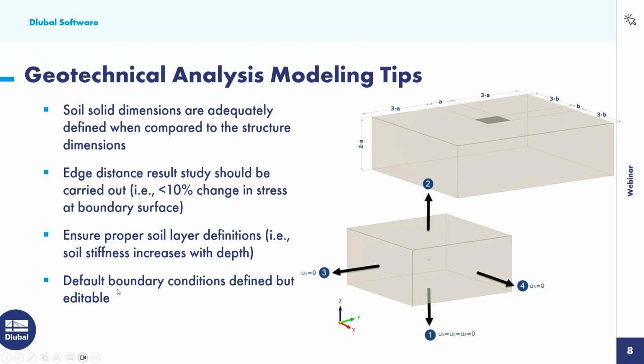And for the last point here, the program will automatically create the default boundary conditions of our solid element, but these are always editable. So as you can see here, again, another image from our online help manual, that with the soil solid, in the lateral directions, we are going to restrain the translation. At the bottom of the solid, we're going to set a support here so that translation in all three directions is fixed. And then of course, at the top here, number 2, the solid will be free to move.